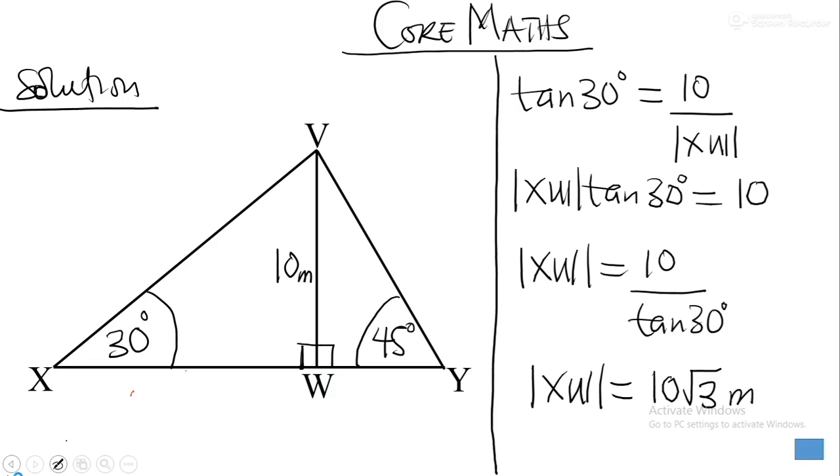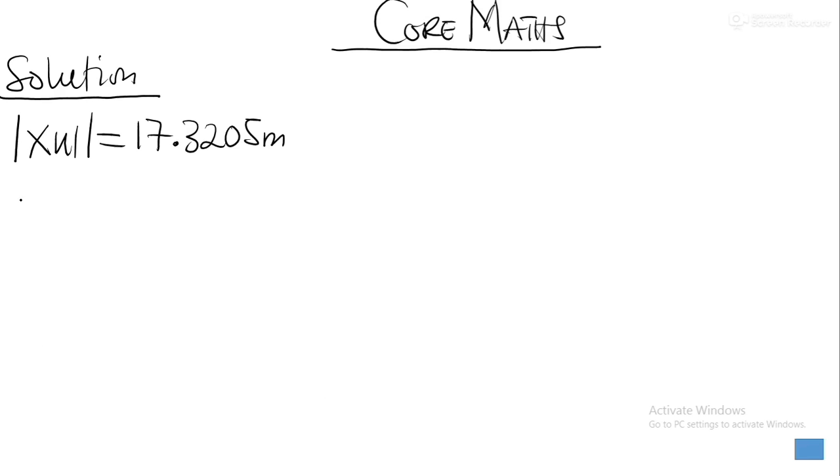So the next thing is for us to calculate for what? WY. And here also we will need the appropriate trig ratio to use. So the 10 is opposite to the 45-degree angle, and then WY is adjacent to the 45-degree angle. So we need what? Tan. Okay, so let's continue. So now we are going to have tan 45 degrees will be equal to opposite, which is the 10, divided by the adjacent, which is WY.